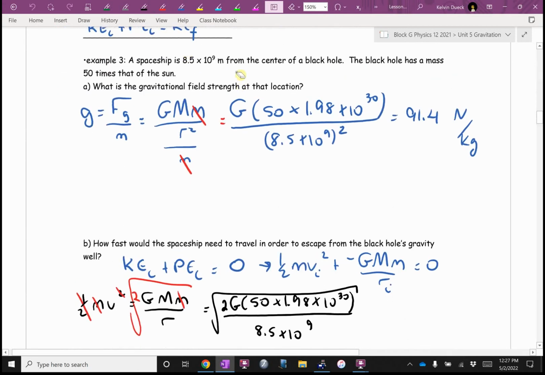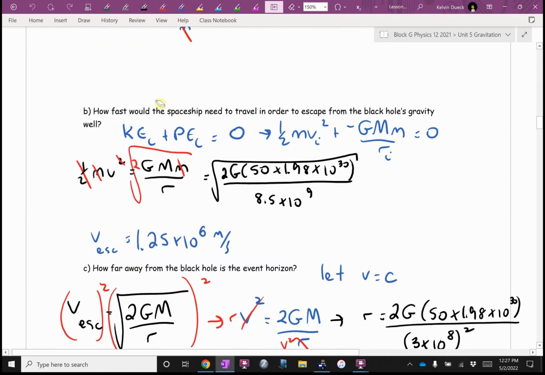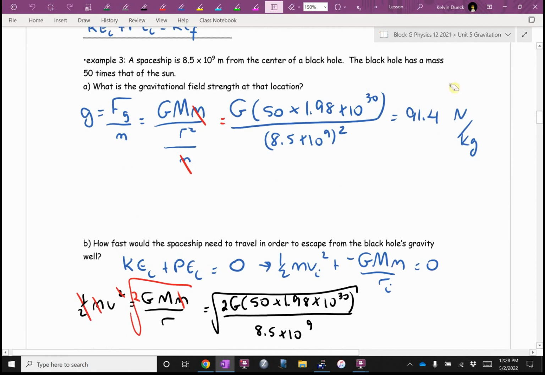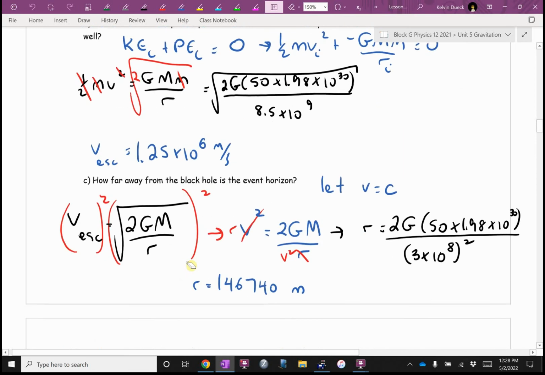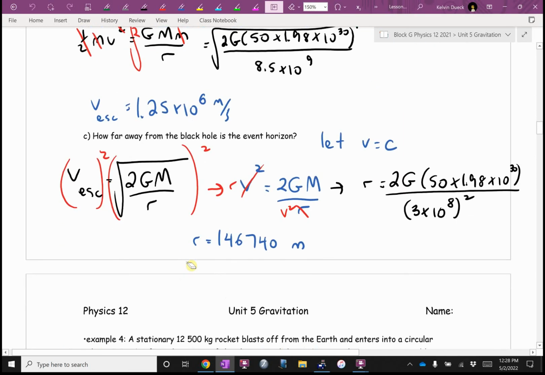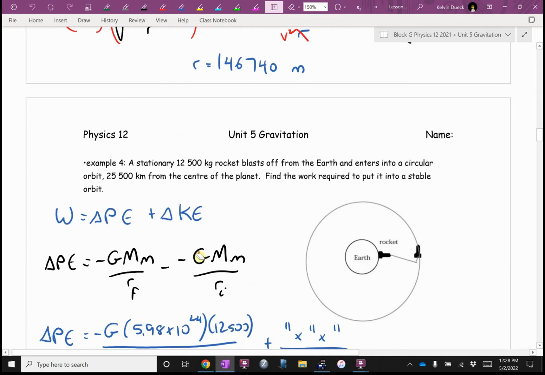Then we started looking a little bit at black holes. We found the gravitational field strength near a black hole. We found the escape velocity. Oh, it was big, 91.4. Yeah, it's a black hole. We found the escape velocity near a black hole. It was big. And then, using the escape velocity equation and letting escape velocity be the speed of light, we solved for R. We found the event horizon of a black hole.